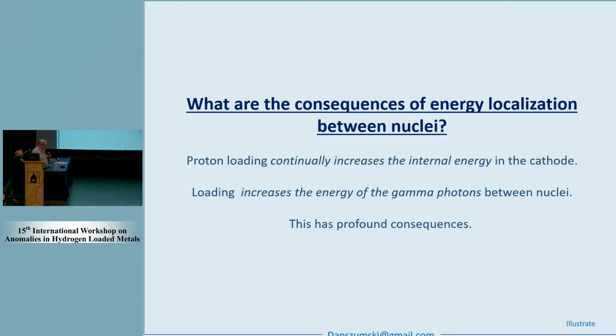There are consequences to this because the nuclei are now located one wavelength apart. And as the proton loading of the cathode continues, its internal energy is continually increasing, which is what I showed you in the earlier slide, where you saw the energy rising, and then we get fusion. The loading increases the gamma intensity, in other words, the gamma photon energy, and this has some profound consequences.